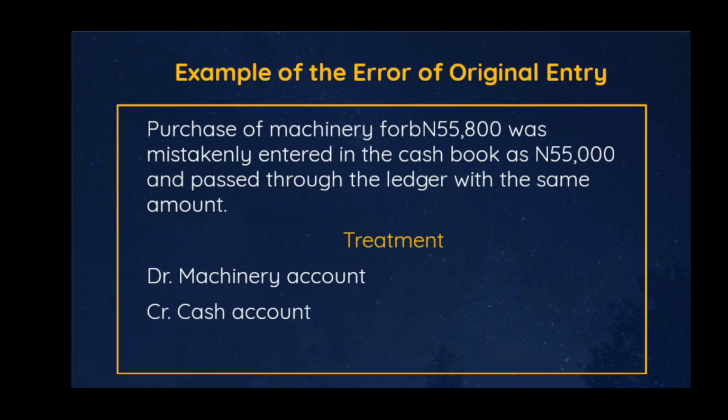Just like we have the sales day book, purchase day book, return inward day book, return outward day book, we have the cash book. So if the mistake is a shortage of 800 naira in the cash book, that means it will be transferred to the ledger like that. How do we correct that? The correction is that we should add back the 800 naira that is short in the amount by debiting the machinery account with 800 naira and crediting the cash account with 800 naira.